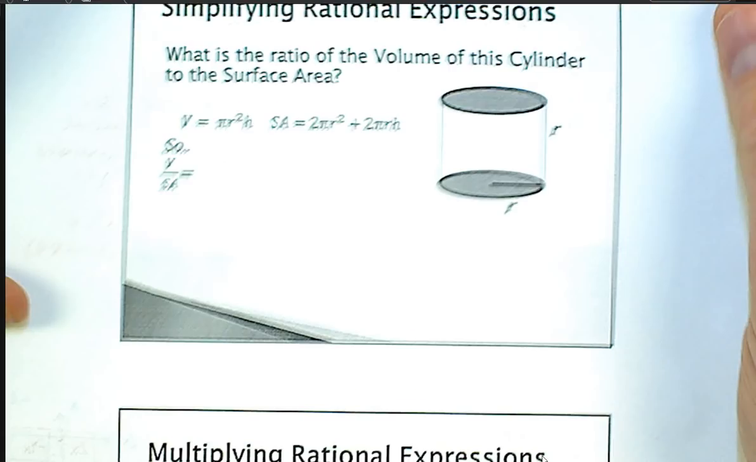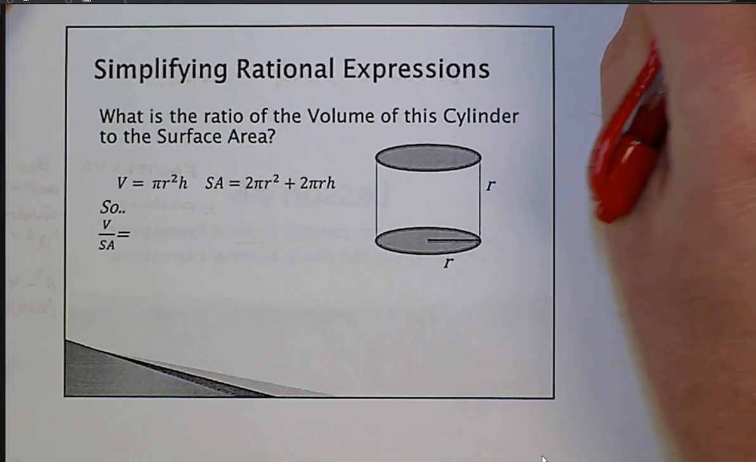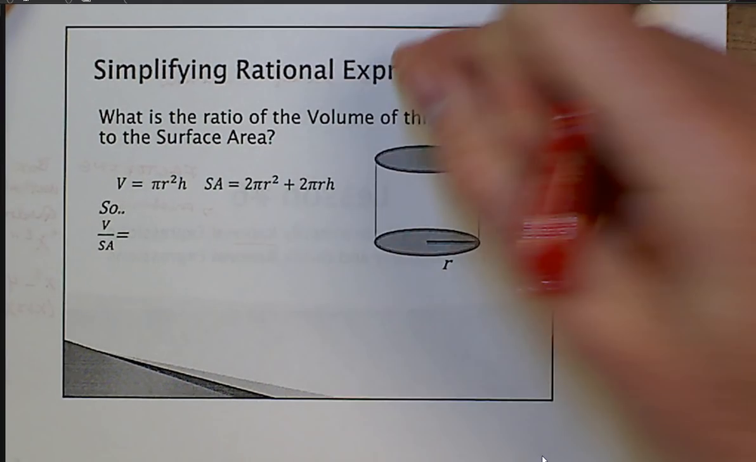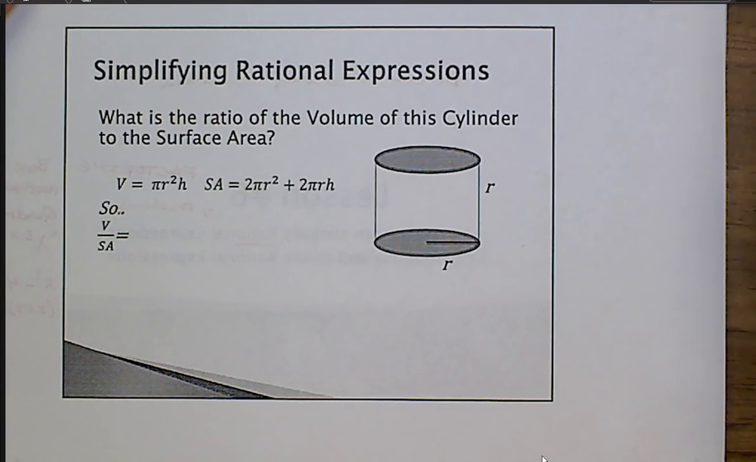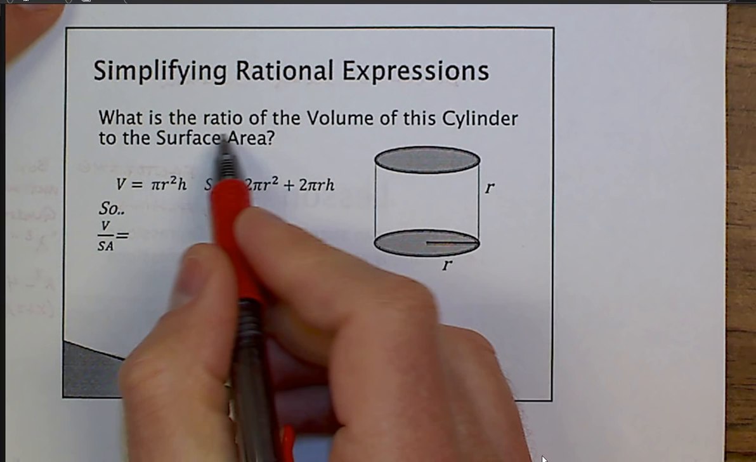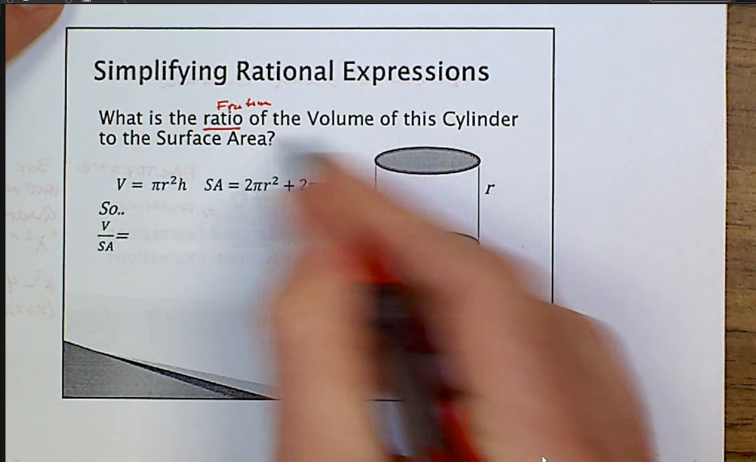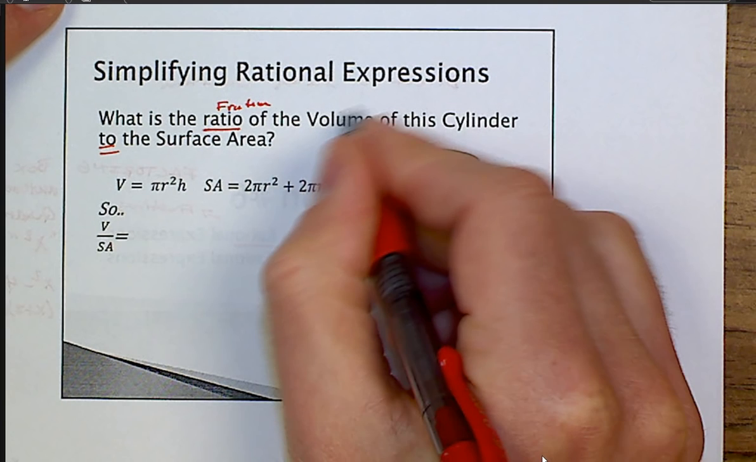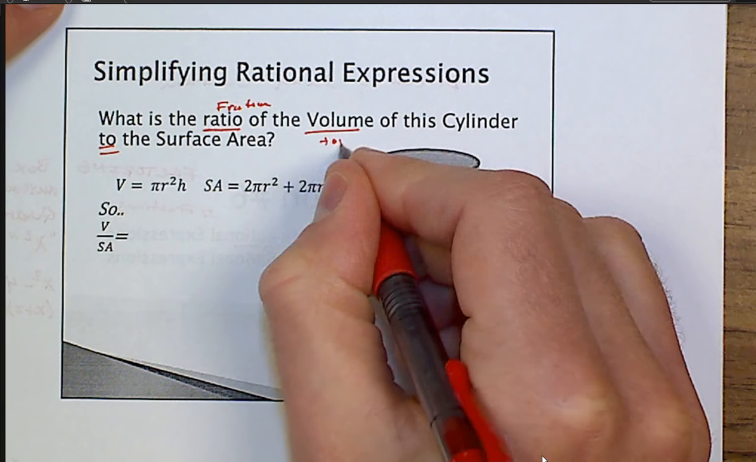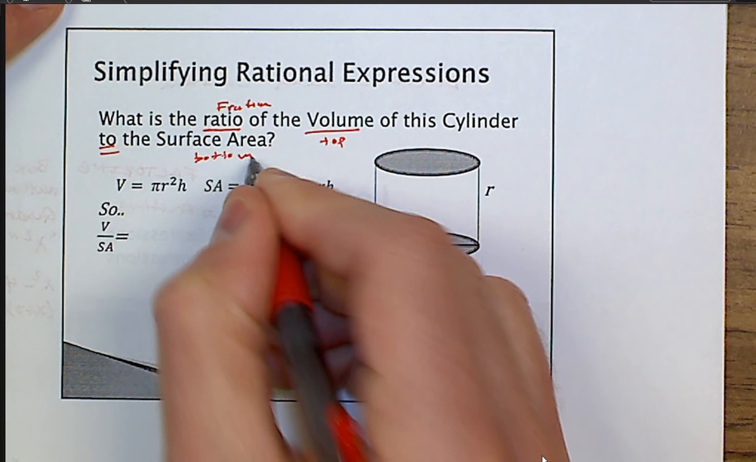So here we have a situation where, just kind of a little word application problem. It says simplifying rational expressions, so we're doing the exact same thing conceptually. What is the ratio of the volume of this cylinder to the surface area of this cylinder? So what is the ratio? Ratio means what? It means fraction. So you're creating a fraction of the volume to. Whenever you see the word to, that means the volume is going to go on the top of the fraction. To the surface area, that means that's going to go on the bottom of the fraction. You can kind of see I have that set up here.